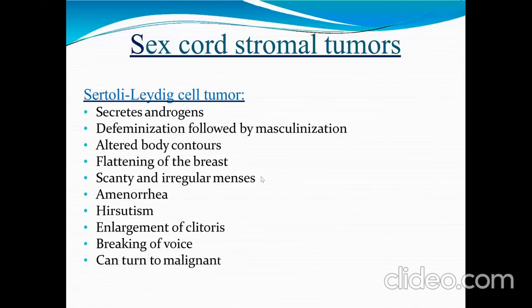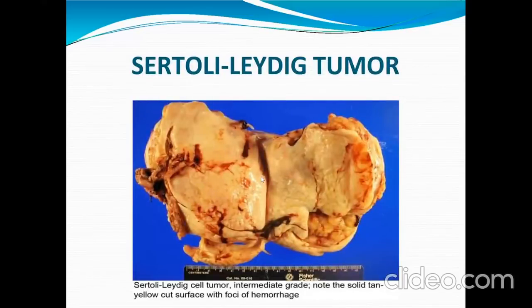They also lead to altered body contours. They lead to flattening of the breast. They cause scanty and irregular menses, amenorrhea, hirsutism, enlargement of clitoris, breaking of voice, and they can also become malignant. This is a gross picture of the Sertoli-Leydig cell tumor, which is showing a solid tan yellow cut surface with foci of hemorrhages.